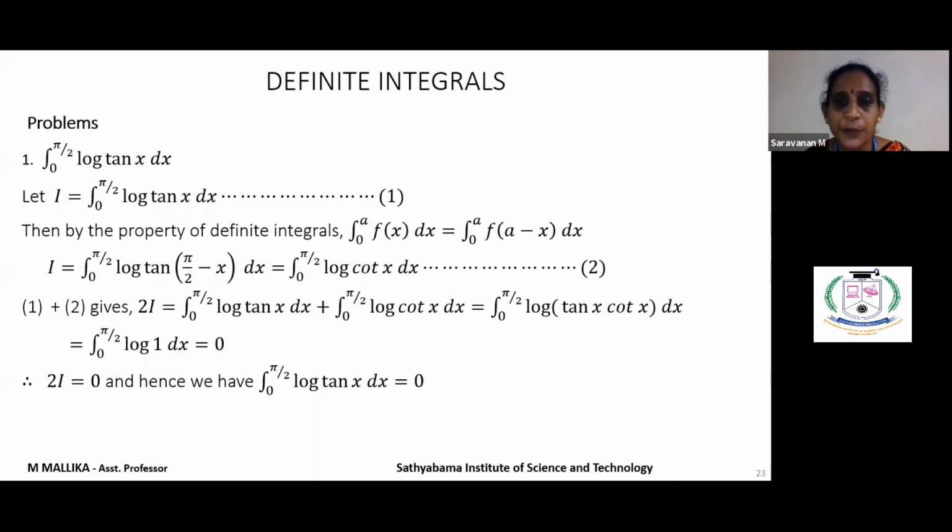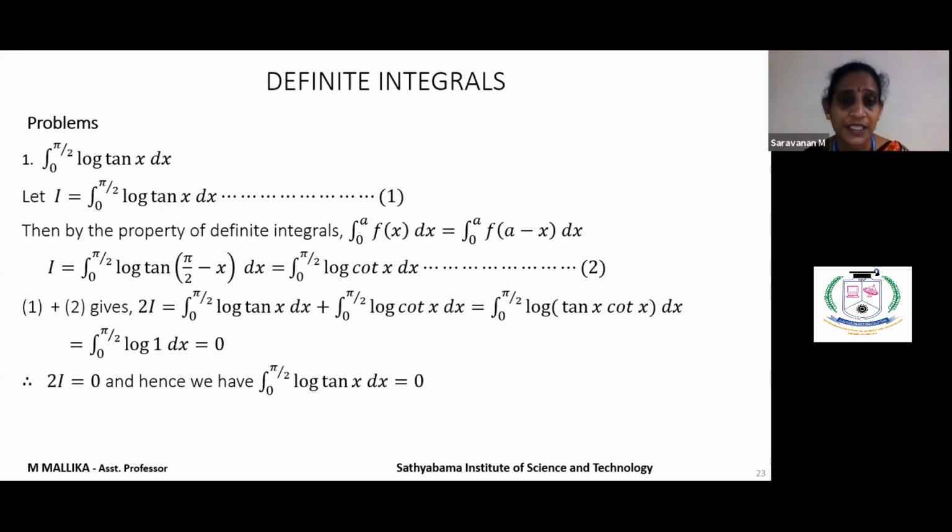Then we are going to use the property integral 0 to a f of x dx is integral 0 to a f of a minus x dx. When you use that, your x is replaced by a minus x. Here a is pi by 2. So your log tan x becomes log tan of pi by 2 minus x, which is log cot x dx. But integral 0 to pi by 2 log tan x dx and integral 0 to pi by 2 log cot x dx are almost similar. So this cannot be integrated directly. But what can be done?